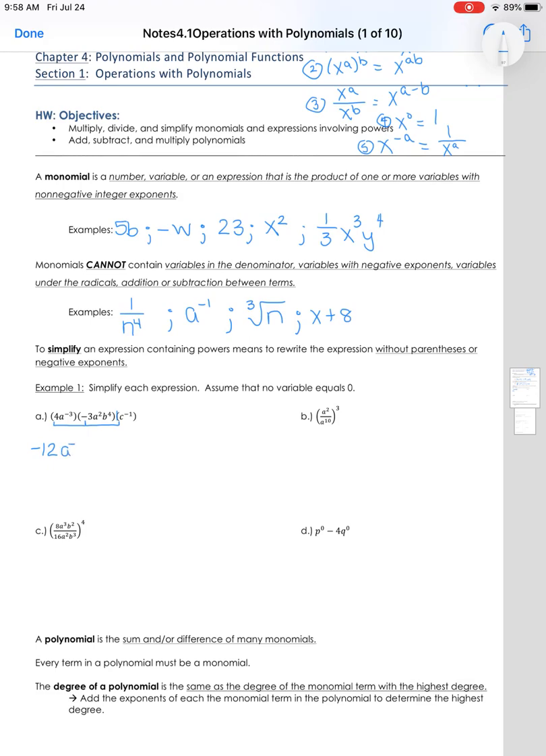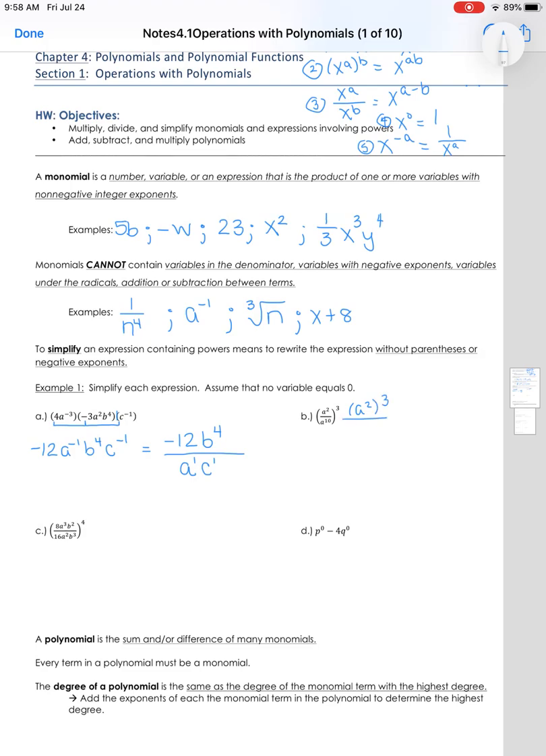So to simplify an expression containing powers means to rewrite the expression without parentheses and exponents. So this is where our rules are going to come in. So we're going to simplify each one. So we have 3 things being multiplied here. So I'm going to take all the leading coefficients, 4, -3, and a +1, and multiply them. So I get -12. I am using rule number 1, where I will be adding the exponents together. So -3 and +2 get me a -1 for a. B to the fourth, C to the -1.